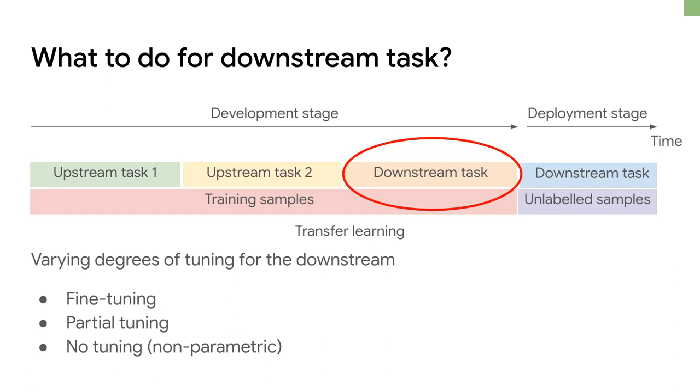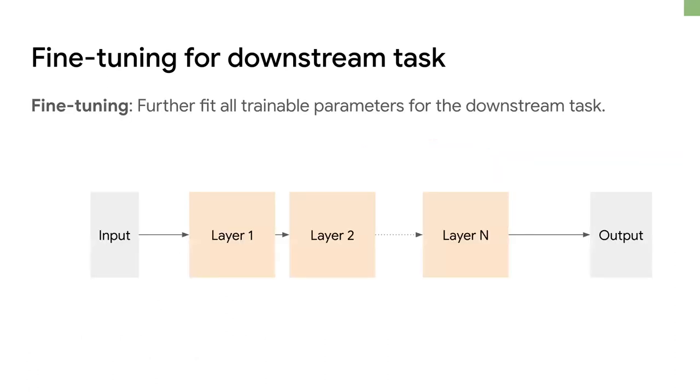So I'm going to talk about downstream tasks and different ways of tuning: fine tuning, partial tuning, no tuning. I was surprised to learn that a lot of people confuse what fine tuning is, right? Fine tuning, in practice, simply means tuning all the parameters in the model. Some people think fine tuning could also mean partial tuning and so on, but in everyday language among machine learning scientists, fine tuning just means you're tuning everything.